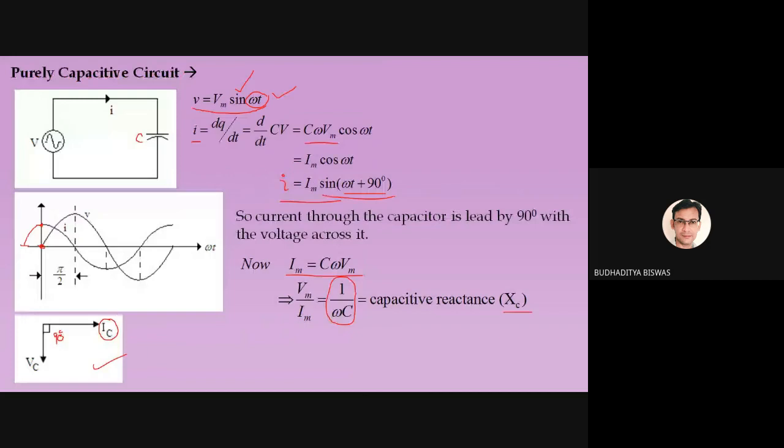So in case of this one, there is no reference because there is only one element present.